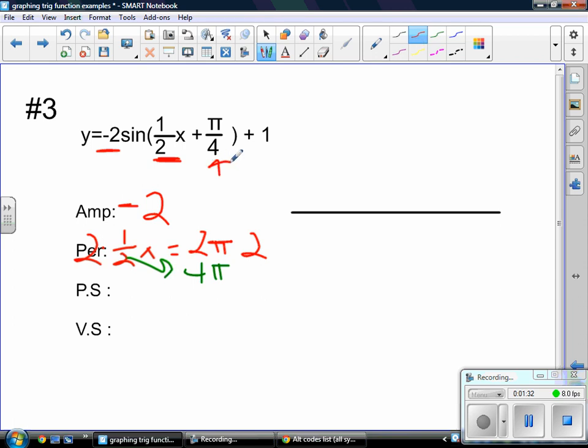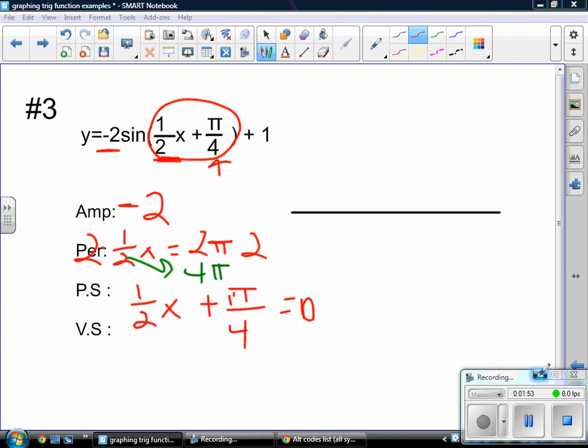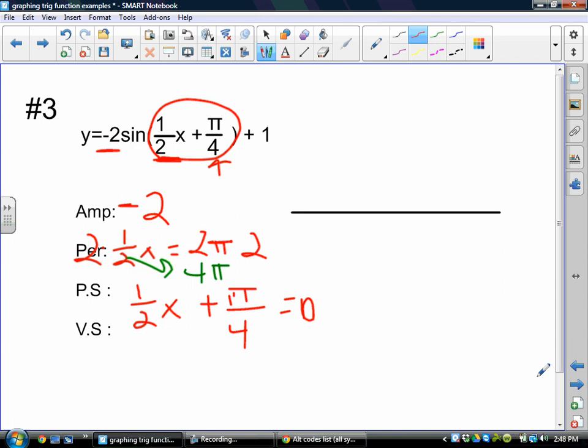Next we have the phase shift. There's something right here, but it's not just going to be negative pi over 4. We're going to set the whole parentheses equal to 0. When we have a period change and a phase shift, it is not just the normal h value. So make sure you don't get that wrong. Set the whole parentheses equal to 0 and you're going to solve for x or solve for theta. So I'm going to subtract pi over 4.